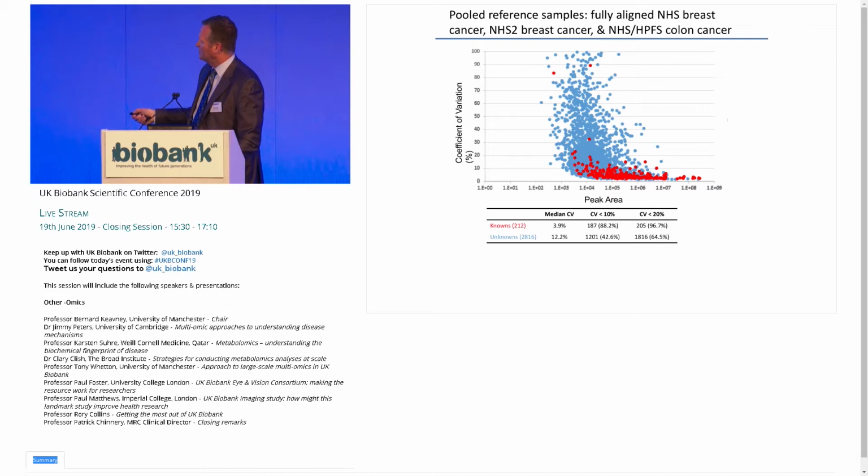We had about 187 metabolites that had CVs under 10%, and 205 with under 20%. Among the unknowns, the median CV was 12.2%, and we had 1,200 that had CVs of under 10%. And that's kind of the range you really need to be in, because some of the effect sizes that we measure in these studies of prediction are quite small.